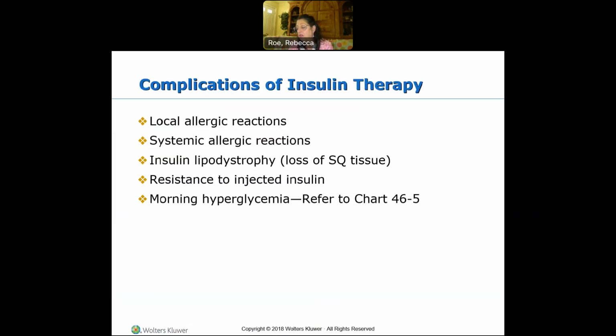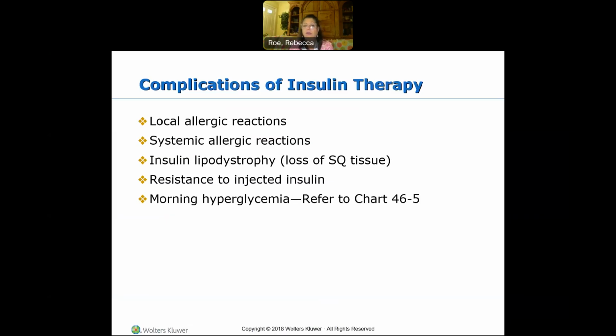The resistance to injected insulin. Immune antibodies can develop over time, causing the patient to need larger and larger doses of insulin to control their diabetic symptoms. And there is an insulin called U500 that is specifically ordered. It's a very concentrated, high dose of insulin, and they may also combine that with corticosteroids to confront those antibodies and allow for the reduction of the dose.